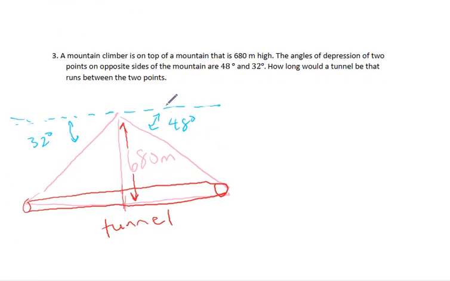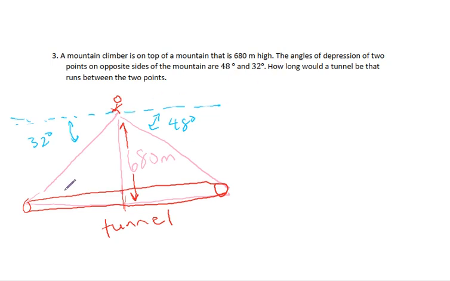For the second question, we've got a mountain, and it is 680 meters high. The angles of depression of 2 points on opposite sides of the mountain are 48 and 32. So angles of depression would mean we're assuming you're at the very top, and then you look down, 32 degrees on this side and 48 degrees on the other side.